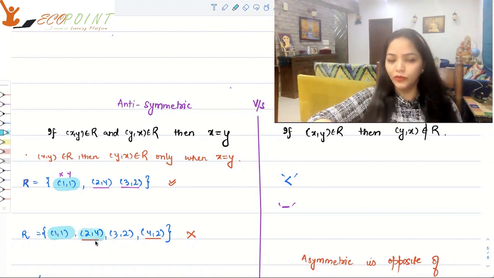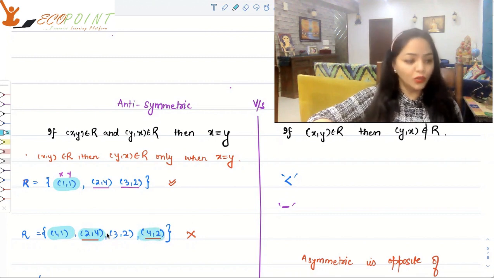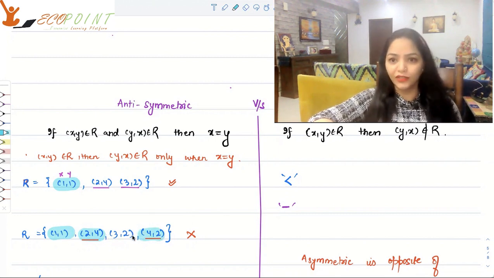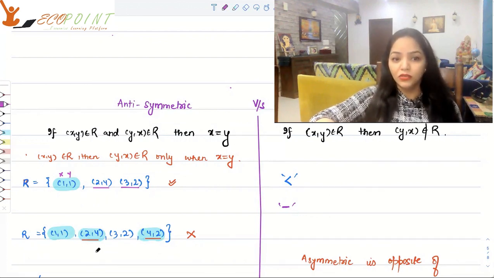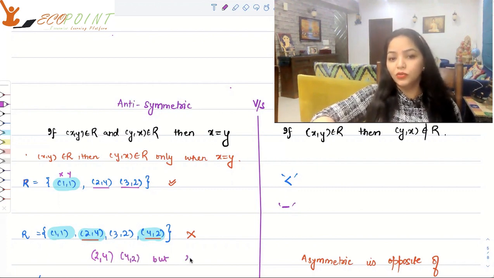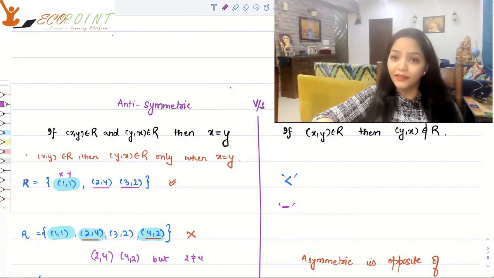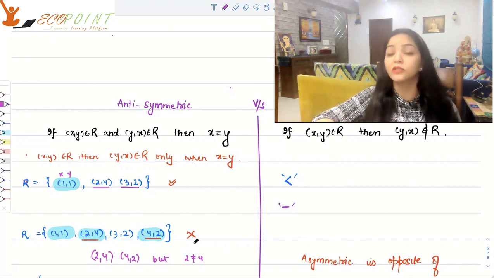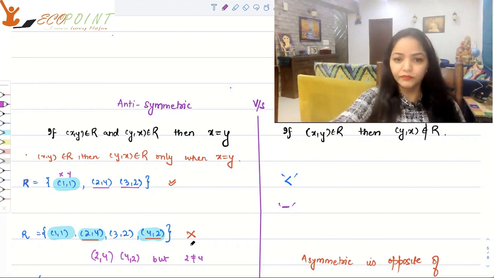With (2, 4), this time what is happening? I also have (4, 2). So (2, 4) is there. That means xRy, and yRx is also there. But x is not equal to y. So (2, 4) is there, (4, 2) is there, but 2 is not equal to 4, and that is why now this relation turns not antisymmetric. This relation is not antisymmetric.